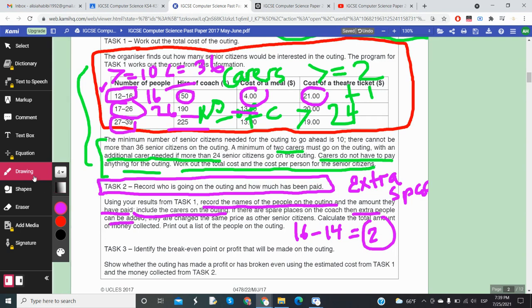To this space. And what we know here, according to what we see, is that if extra people are added, they are charged the same price as the senior citizens, which means the same cost of meal, the same cost of theater tickets, and etc.